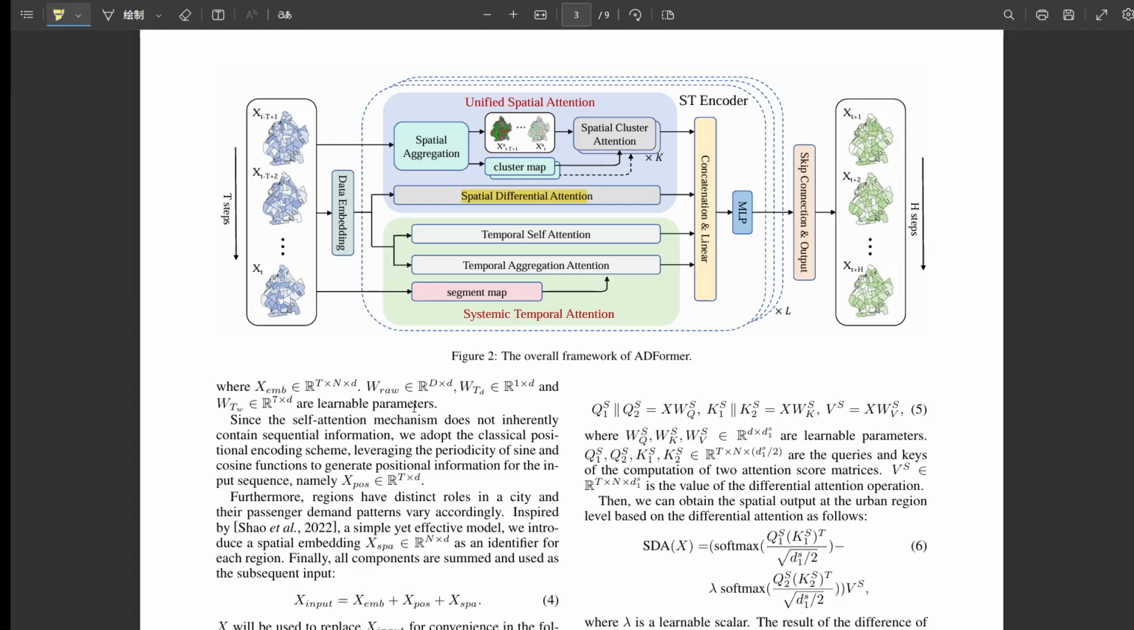Now let's pivot to time. How does ADFormer handle temporal patterns? Do they also exist at multiple levels? They definitely do. And that's the job of the systemic temporal attention module. Temporal patterns aren't just about what happens in the next 30 minutes versus this 30 minutes. You have the short-term dependencies, yes, but also broader patterns, the consistent shape of a weekday morning rush versus a weekend morning, or even seasonal trends. And this module aims to capture all of that. It tries to, using two main components working together.